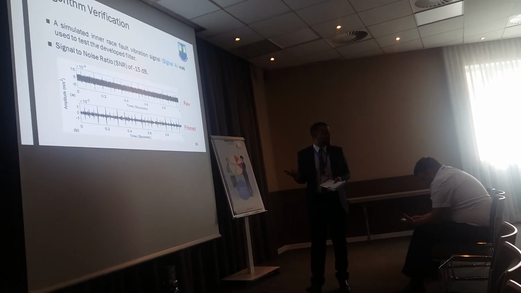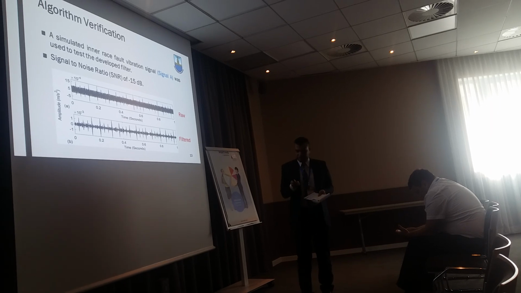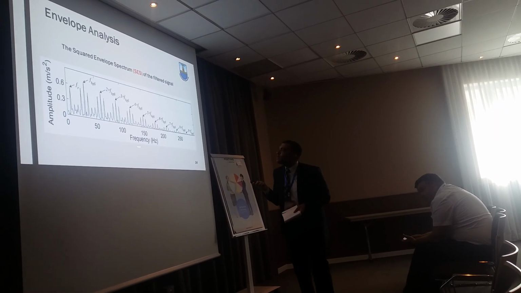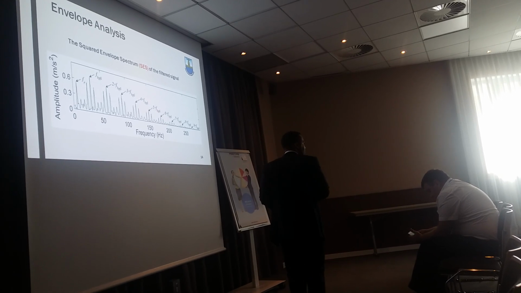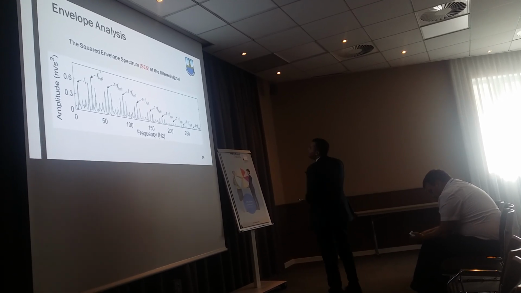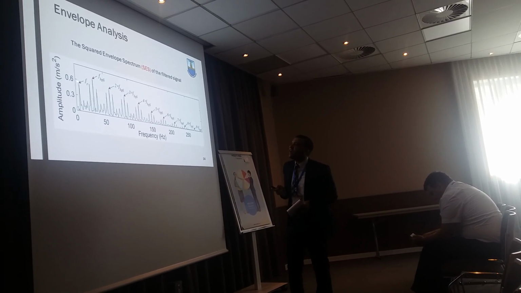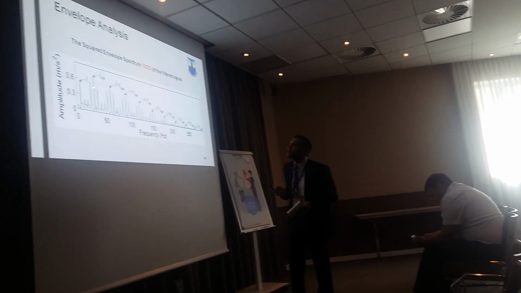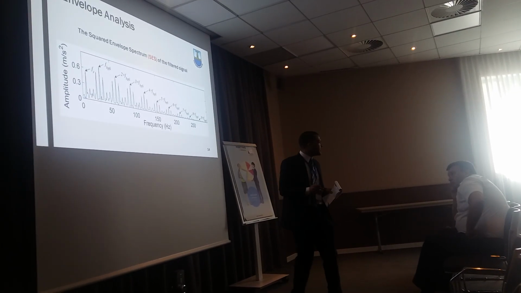It's clear here. It is the raw signal, and this is the filtered signal using the designed filter. And this is the squared envelope spectrum. For envelope analysis, we have to determine the squared envelope spectrum. In the squared envelope spectrum, it is seen that we have a high amplitude at the rotational speed of the shaft, which is a characteristic for inner race fault signals.